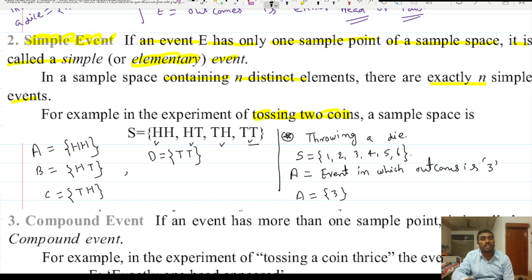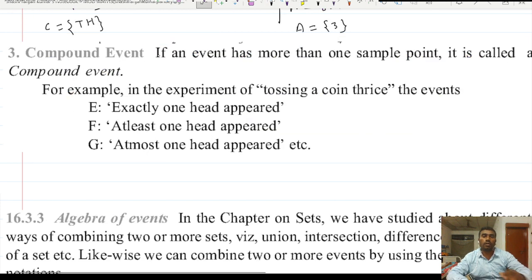So hopefully the simple event is clear to you. Fine. Okay, so the next one is the compound event. What is a compound event? If an event has more than one sample point, it is called a compound event. In a simple event there is only one sample point, but here having more than one sample point is called a compound event.